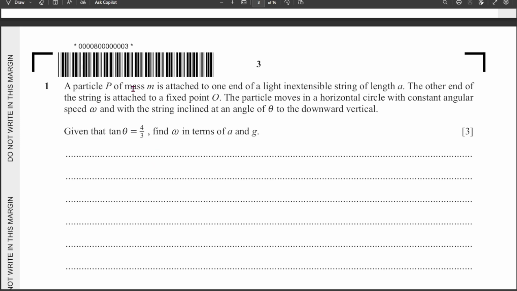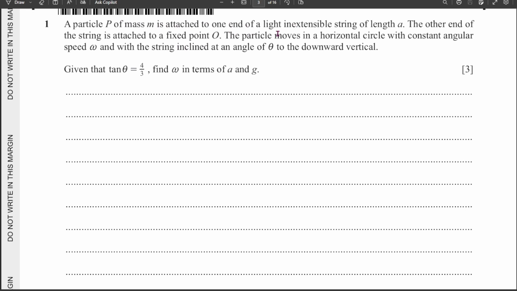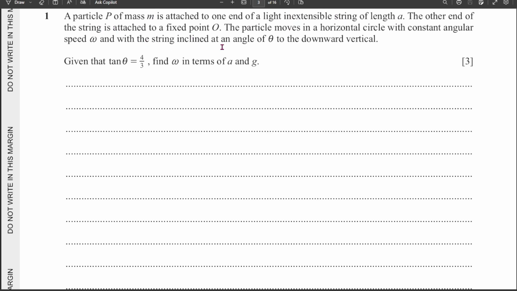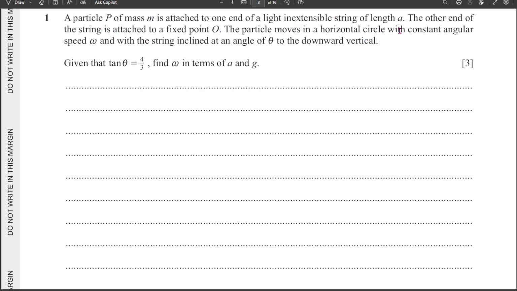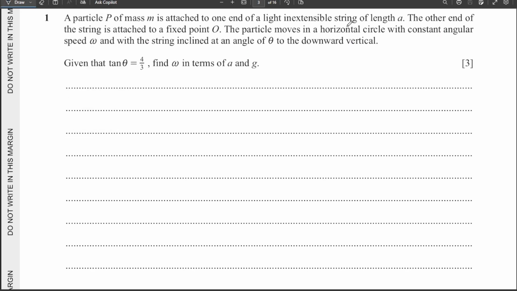A particle P of mass m is attached to a light inextensible string of length A. The other end of the string is attached to a fixed point O, and it moves in a horizontal circle with a constant angular speed omega, with the string inclined at an angle theta to the downward vertical. So first let's sketch out what this looks like. It's a light inextensible string, so we cannot treat it as a spring, and we don't need to consider the weight of the string because it's light. That's the assumption that we make here.